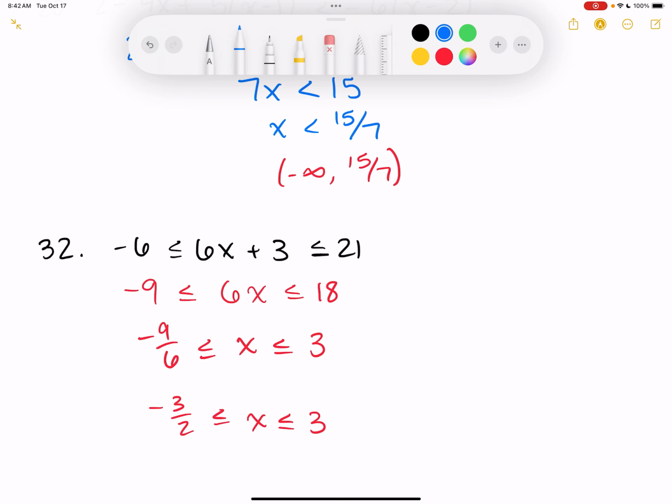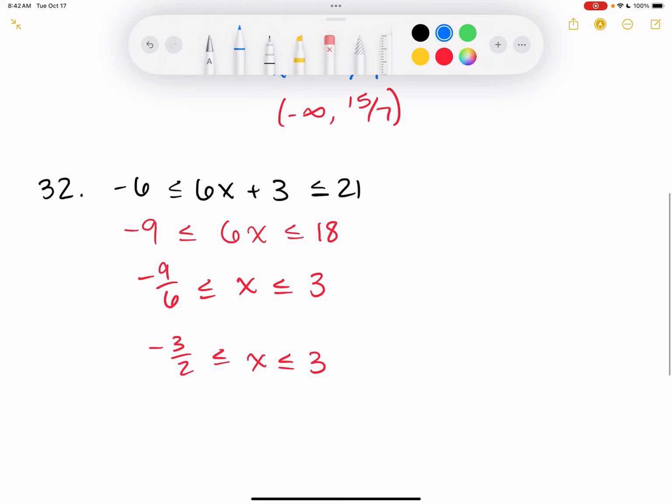So now x has to be between -3/2 and 3. Because it's or equal to, we're going to bracket both of them. So it's going to be bracket -3/2 to 3, and then close the bracket. Now, sometimes one of them may be a bracket and the other one may be a parentheses. It's all dependent on whatever the inequality that you were given is. Also, the rule still applies if we divide or multiply by a negative, then we flip both inequalities, not just the one. So just make sure you do that.